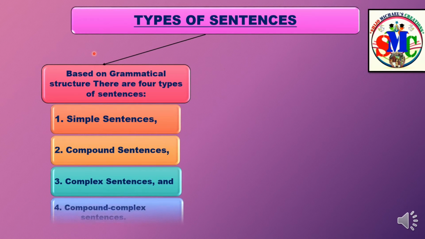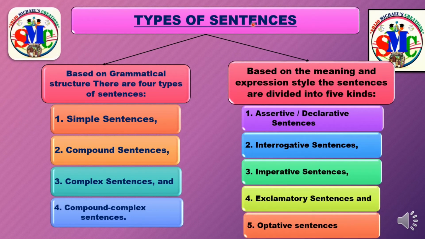Now, let us have an overview about the different types of sentences. Based on grammatical structure, there are four types of sentences. First one, simple sentences. Second one, compound sentences. Third, complex sentences. And fourth, compound complex sentences. Based on the meaning and expression style, the sentences are divided into five kinds. First one, assertive or declarative sentences. Second one, interrogative sentences. Third one, imperative sentences. Fourth one, exclamatory sentences. And fifth, optative sentences.